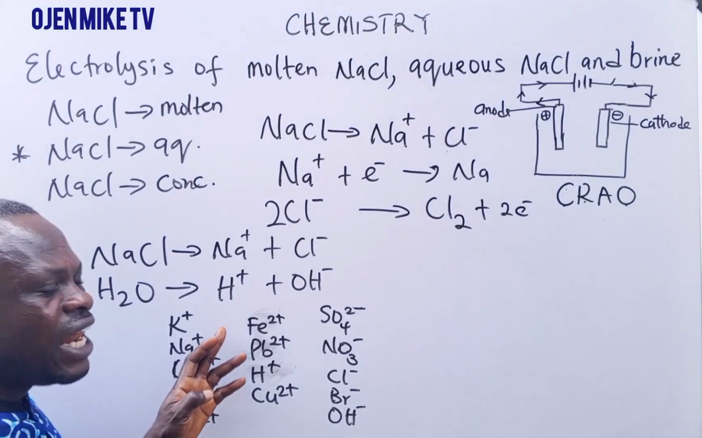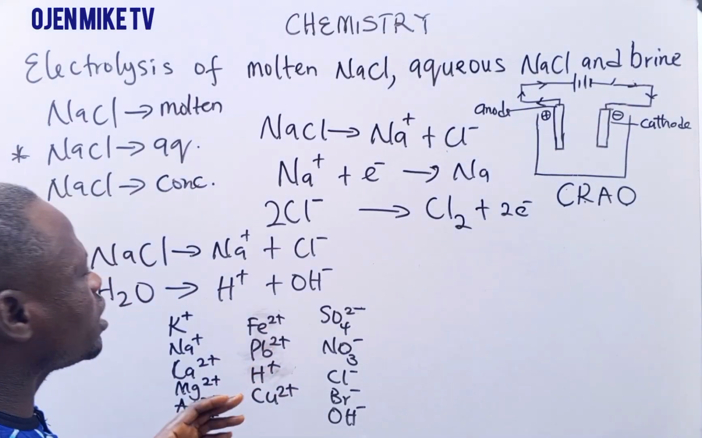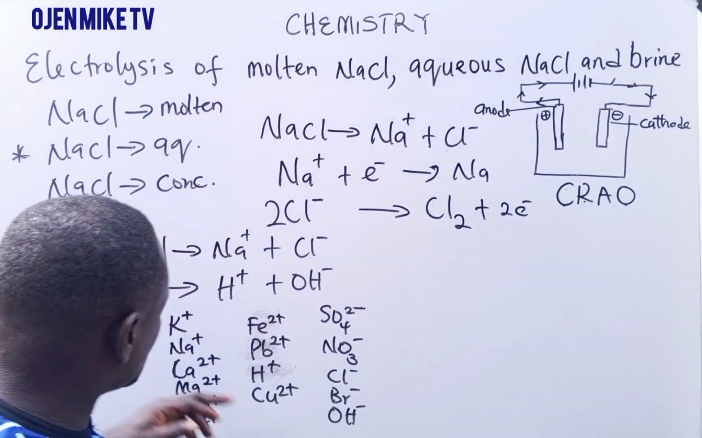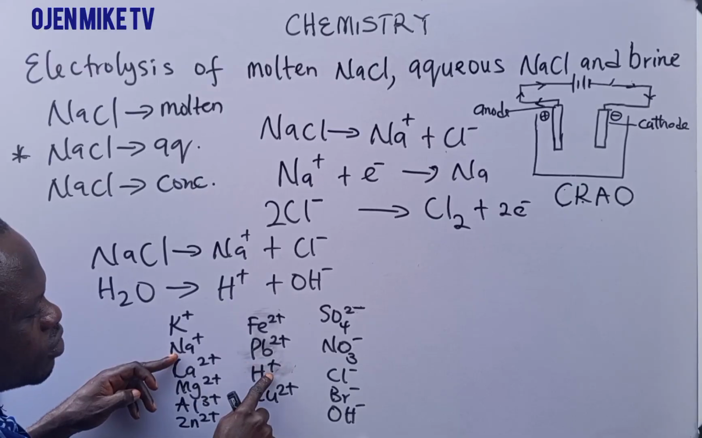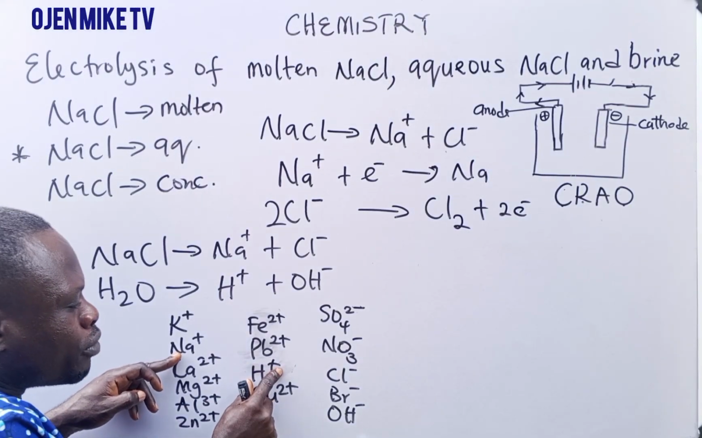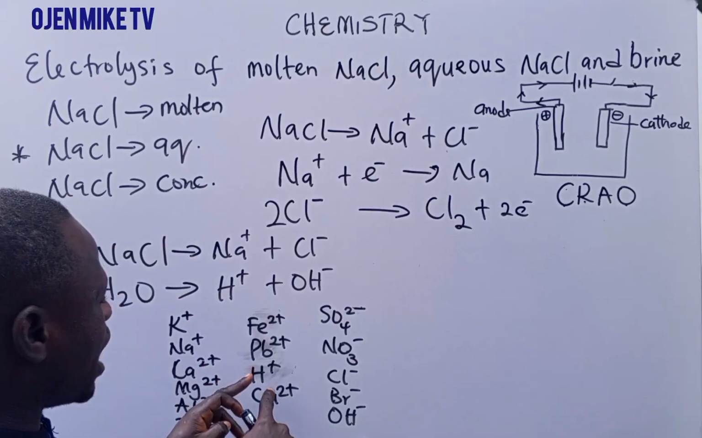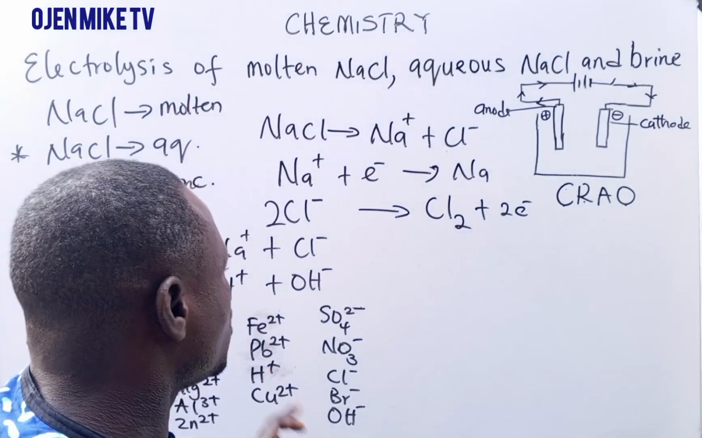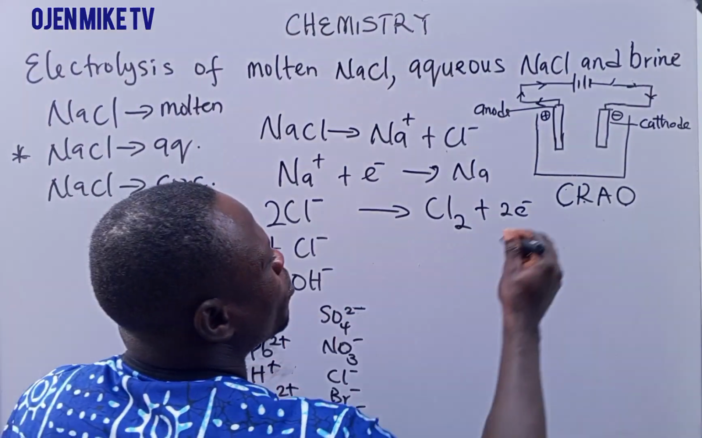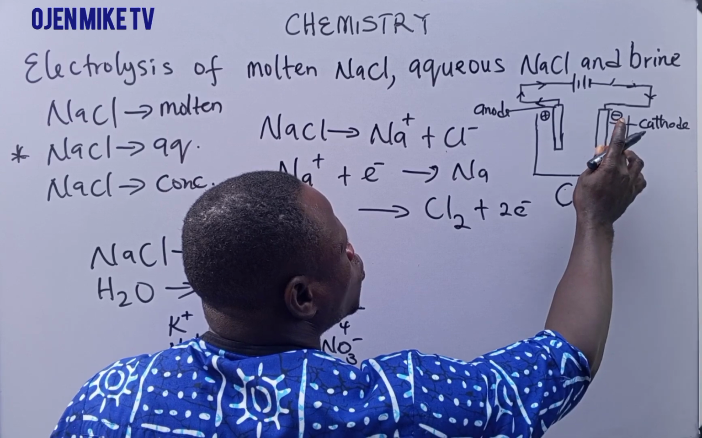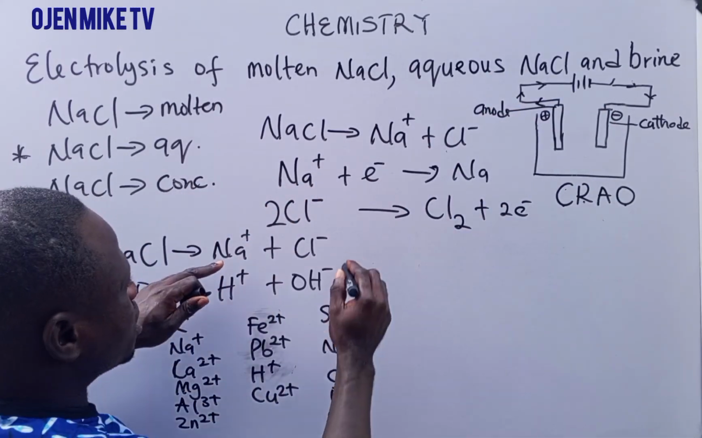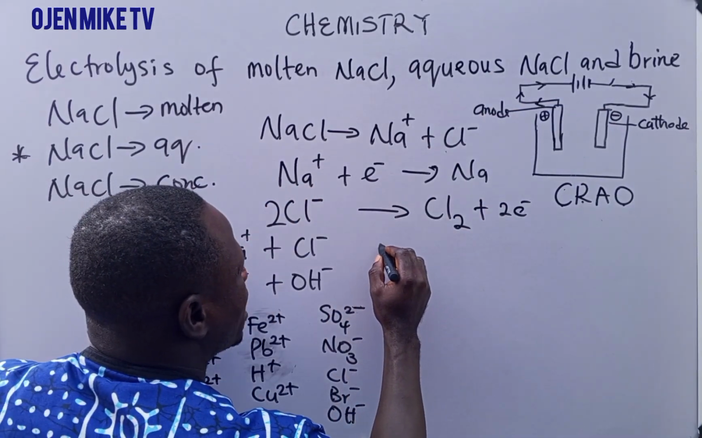So the one that is less reactive will be preferred. Sodium is here and hydrogen is here. Hydrogen will be preferred because sodium is higher in the reactivity series than hydrogen. So the one that will migrate towards this side will be hydrogen. We take hydrogen at the cathode.